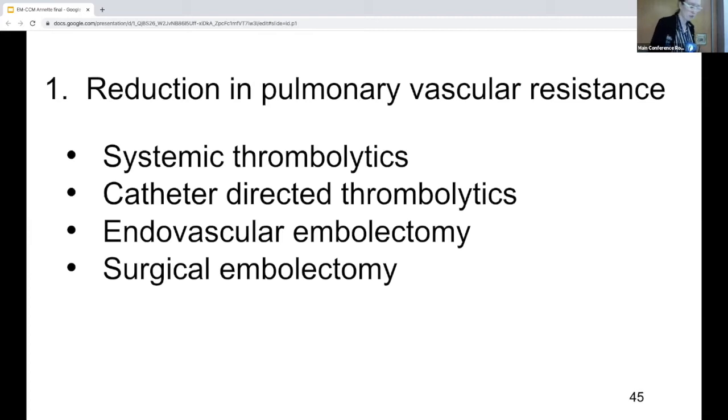The systemic thrombolytics are highly effective and, for cases of massive PE, also widely accepted. They can be applied very fast and are widely available. The other definitive treatments, like catheter-directed thrombolytics, endovascular embolectomy, and surgical embolectomy, are much longer in onset and are not as available.